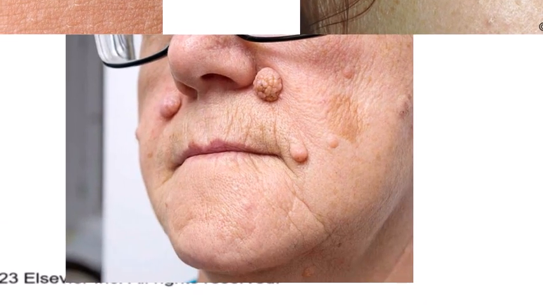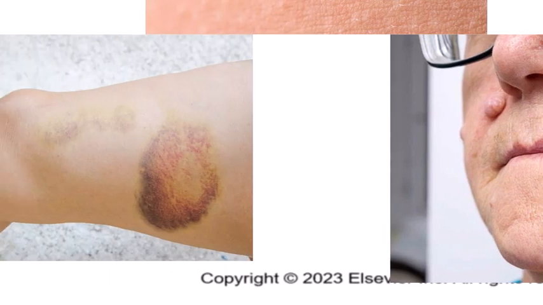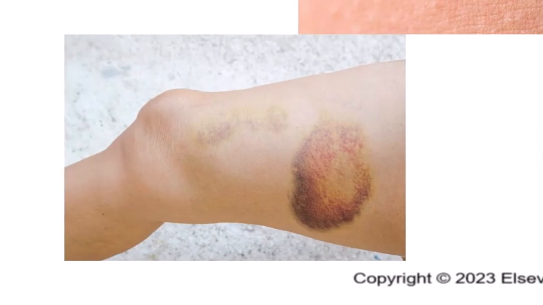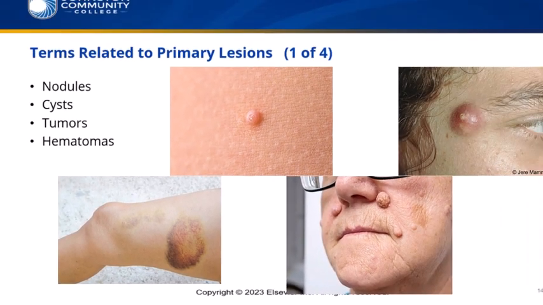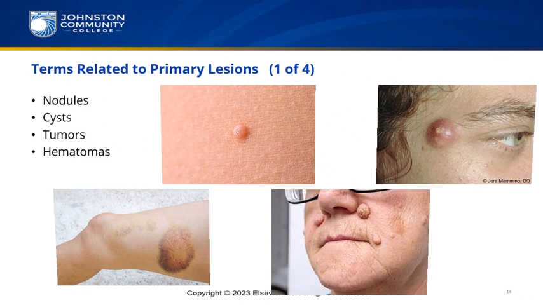Then we have tumors, which are nodules that are larger than 2 centimeters, slightly less than an inch. The term tumor can be used to explain any mass or swelling, including neoplasms. Then we have hematomas. Hematomas are collections of extravasated or leaked blood that are trapped in the tissues and can be felt by the examiner.